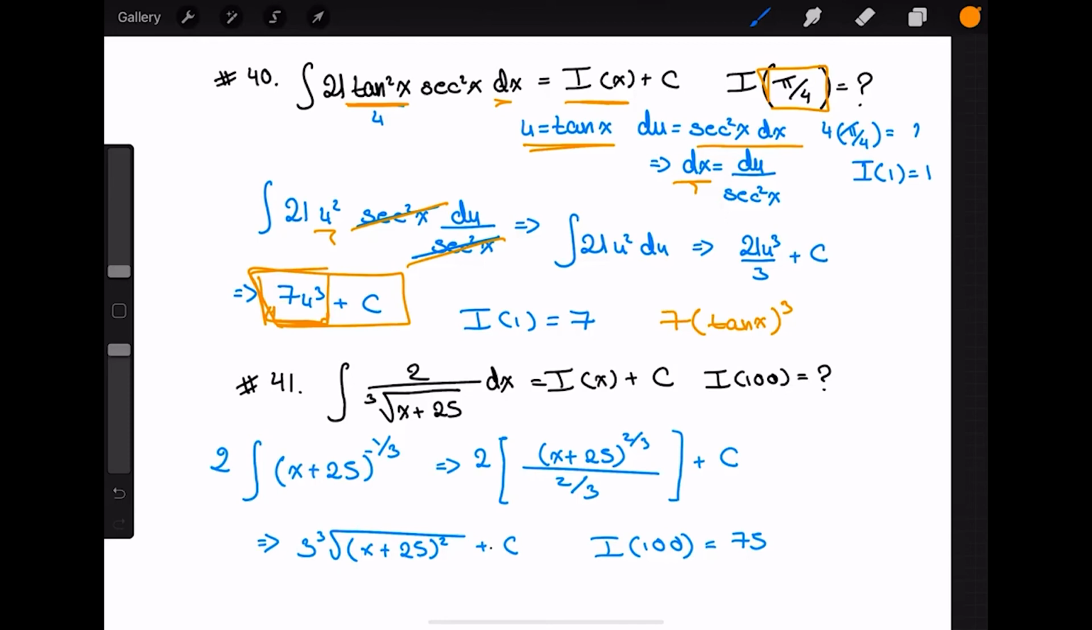Now on to 41. For 41, I personally do not use the substitution method. You do not have to, since you don't have to cancel out any other x's or any sorts. So take 2 out of the integration and you'll be left with x plus 25 to the power of negative 1 over 3. Integrate as normal, you will be left with 3 times radical to the power of 3 with x plus 25 squared as your I of x. Then substitute 100 into your equation, you'll get 75.